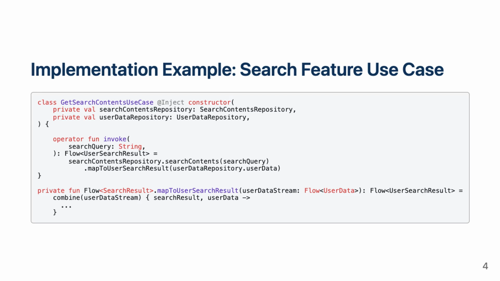Now, let's look at an implementation example of an actual use case. This use case generates search results, taking into account bookmark and follow information acquired from the user data repository. This use case is called during searches on each screen. Because the use case is responsible for only one function, it has only one externally callable function. By defining an invoke function using the operator modifier, we make it possible to call the class itself as a function.